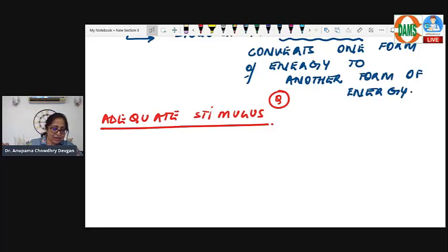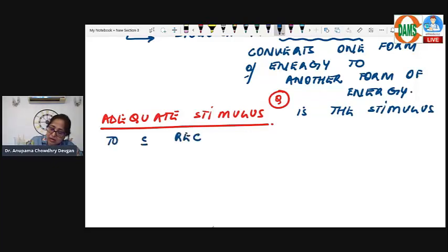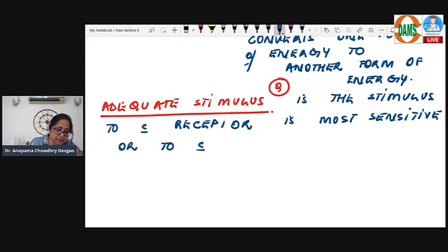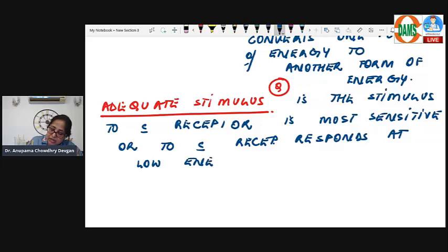What is an adequate stimulus? Adequate stimulus is a stimulus to which a receptor is most sensitive, or to which a receptor responds at low energy levels.